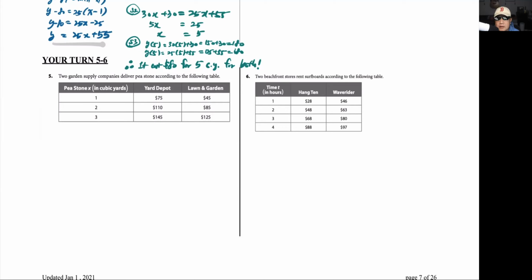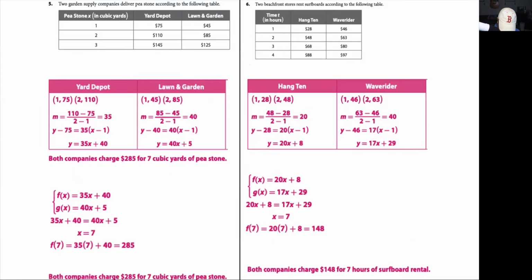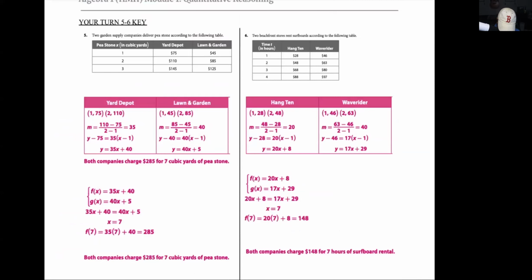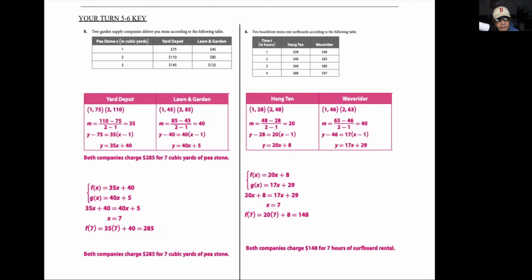Okay. You should have worked on each problem for about 3 to 4 minutes, a total of maybe 6 to 10 minutes, depending how fast you are. And here are the answer keys. Let me make it a little bit smaller. That fits nicely. And you could see that generally the steps are pretty much the same.